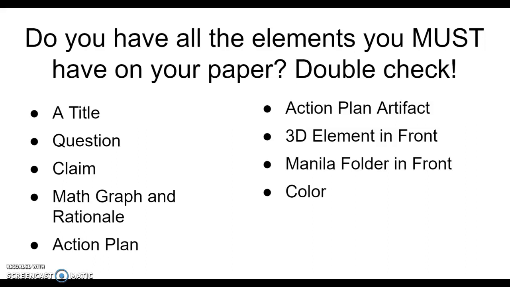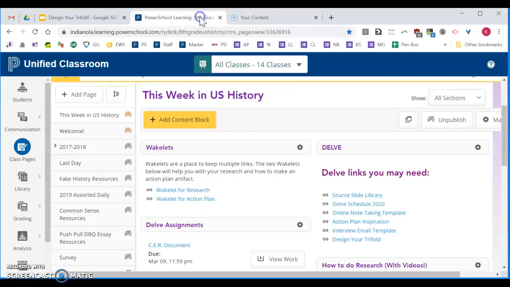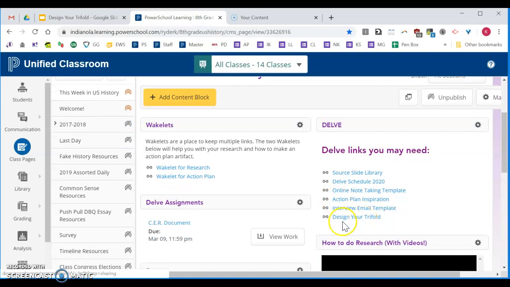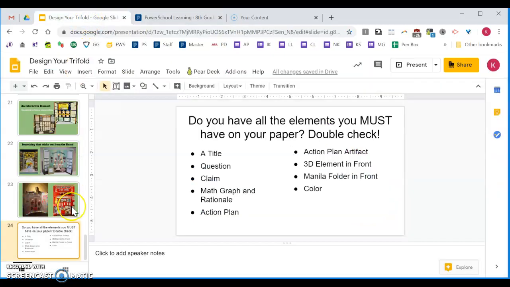So now's the time to make sure. Do you have all the elements you have to have on your paper? You should double check that right now. All those green slides that I went through, and really all these slides in general, these are all on your PowerSchool class page. So at the bottom, design your trifold. You can go through these slides and take your time however you need to at the end of this video. Make sure you've got the elements you have to have.